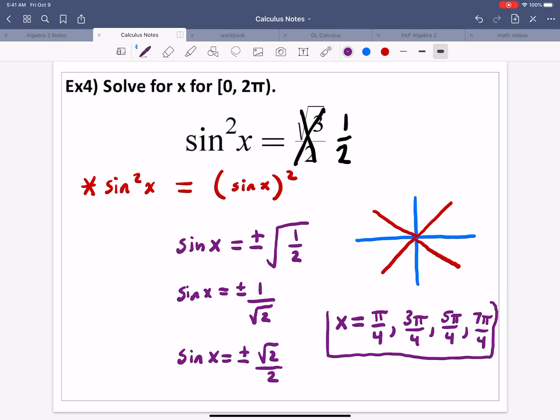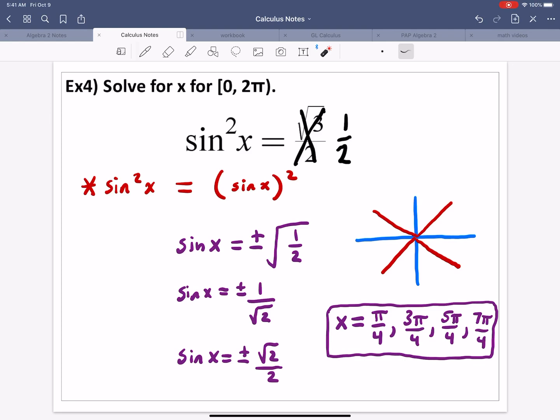So there are actually 4 solutions to this problem. Again, the reason that there are 4 solutions was because when I took the square root of both sides, I need a plus or minus in front of that radical. So that basically means you can have either positive root 2 over 2 or negative root 2 over 2. So that's why we have an answer in each of the 4 quadrants.